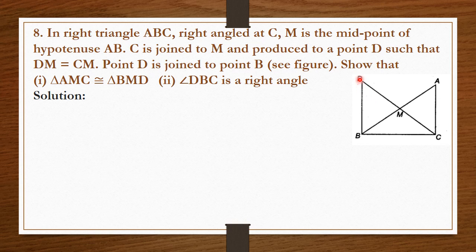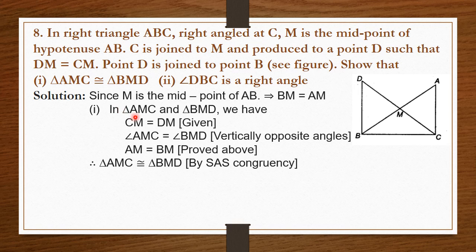So what did we get? Side angle side, SAS rule. Since M is the midpoint, AM equals to BM. In triangle AMC and BMD, we have CM equals to DM, then angle AMC equals to angle BMD, vertically opposite, and AM equals to BM. We have just proven. Therefore, we can say by SAS congruence rule, triangle AMC is congruent to triangle BMD.